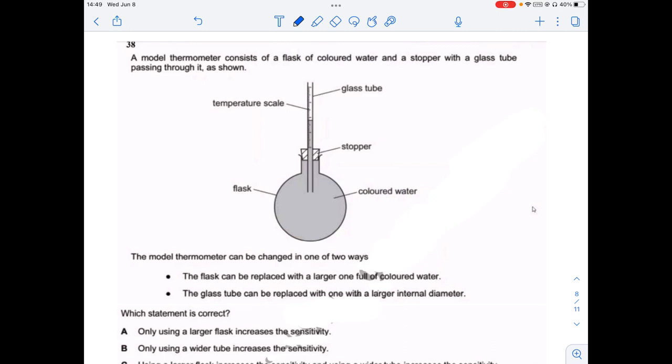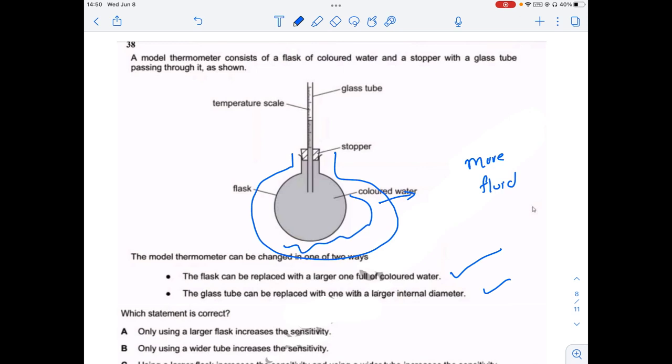The model thermometer can be changed in one of two ways. The flask can be replaced with a larger flask full of colored water, or a glass tube can be replaced with one with a larger internal diameter. So first of all, which statement is correct? A larger flask increases the sensitivity. What I am doing is replacing it with a larger flask. If I replace it with a larger flask, I will have more fluid. More fluid means more expansion, so obviously the sensitivity will increase. So option A is going to be correct.